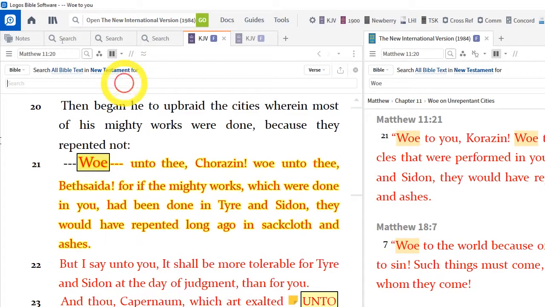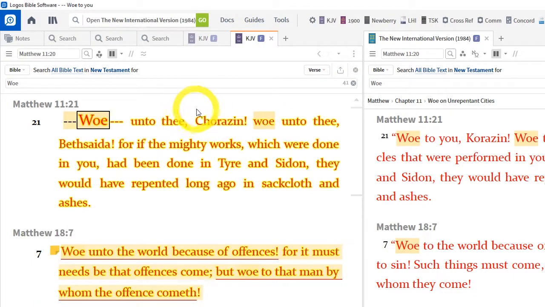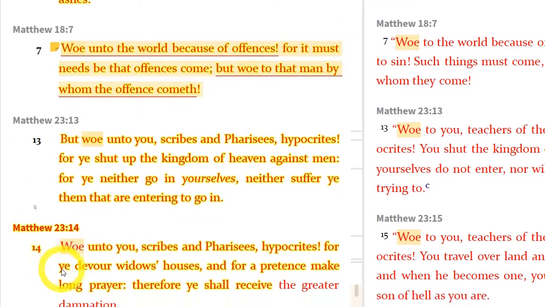And now I came across this verse. I was like, I wonder how many times this word is used: woe unto you, Chorazin, woe unto you, Bethsaida. How many times is that in there? So, you go up here and you type in the word woe, W-O-E, and you hit go like that. You hit the little arrow right here, and then boom, it shows you all the times the word woe is in there. It gives you all the passages, which is really cool.